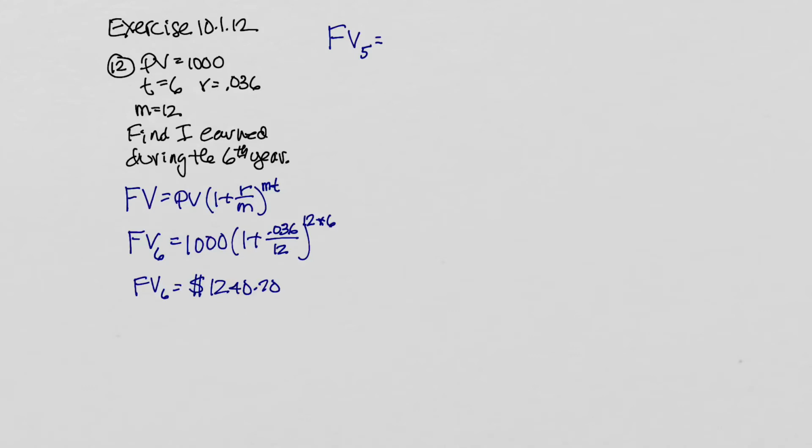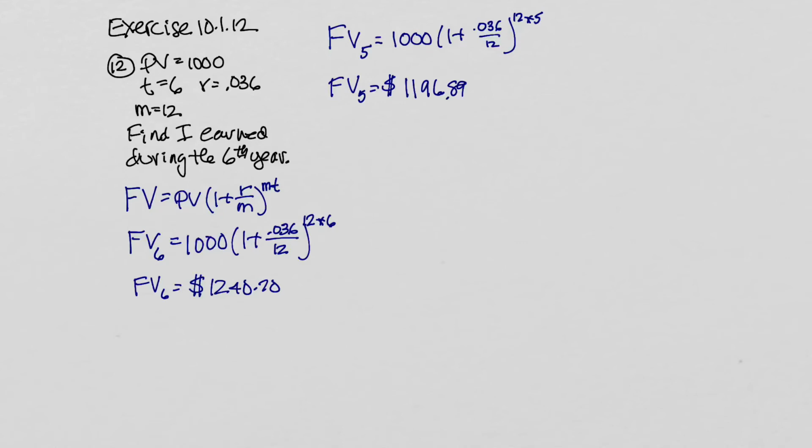So the future value after 5 years will be our present value, $1,000 times 1 plus the interest rate, 0.036, divided by 12, raised to the 12 times 5 this time, right? We want it after 5 years. And that's going to give a future value after 5 years of, okay, so when I compute this on my calculator, I'm getting 1196.89.